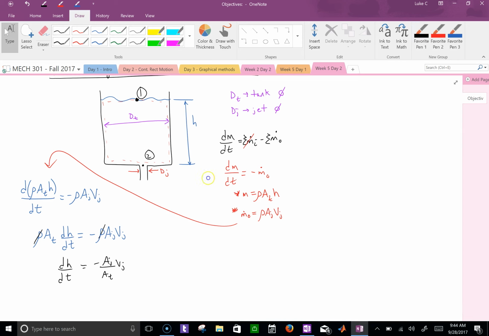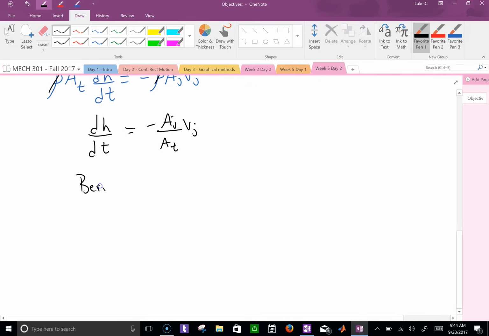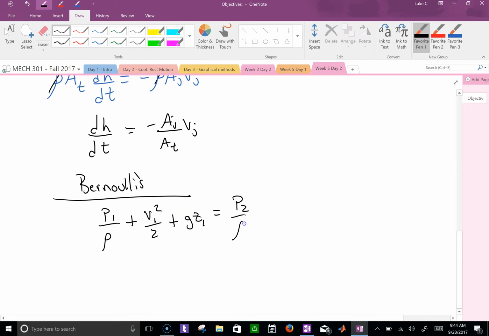And let's do Bernoulli's with those 2 points. P1 over rho plus V1 squared over 2 plus gZ1 equals P2 over rho plus V2 squared over 2 plus gZ2.